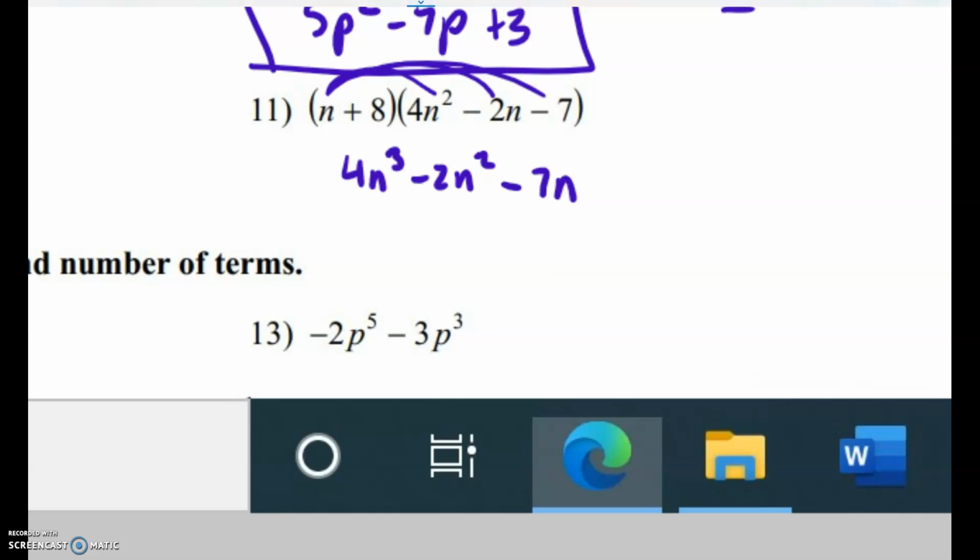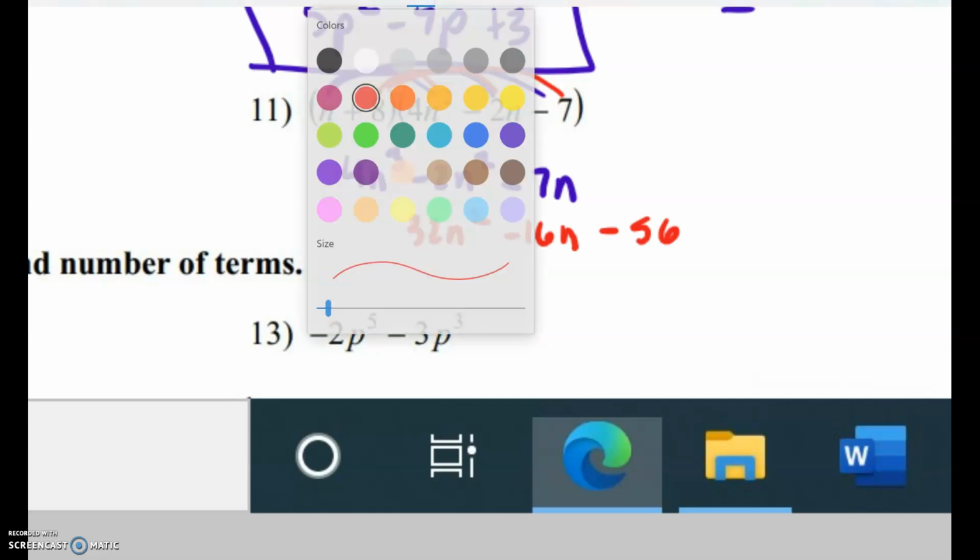And then we're going to switch over, and I'm going to switch colors here and do the 8 to all three terms. So 8 times 4n squared is going to give me 32n squared. 8 times -2 is -16n. And 8 times -7 is -56.